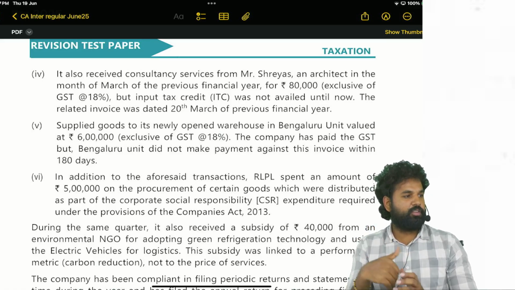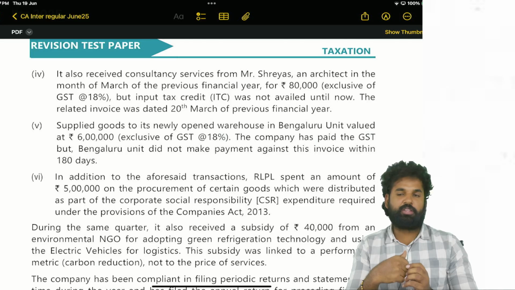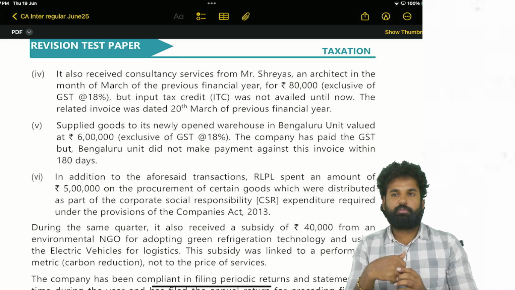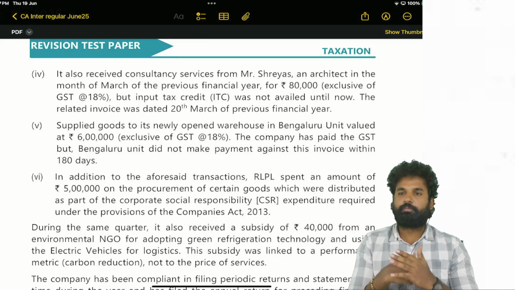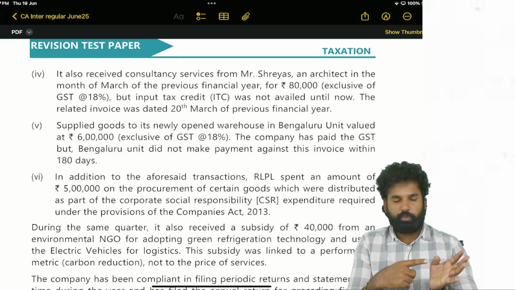Consultancy services received, that too in the previous year March. Now it is previous year March for 80 lakhs, exclusive of GST, but input tax credit was not availed until now. The related invoice was dated 20th March of the previous financial year. Got it? You understand it? You want this point? Okay.